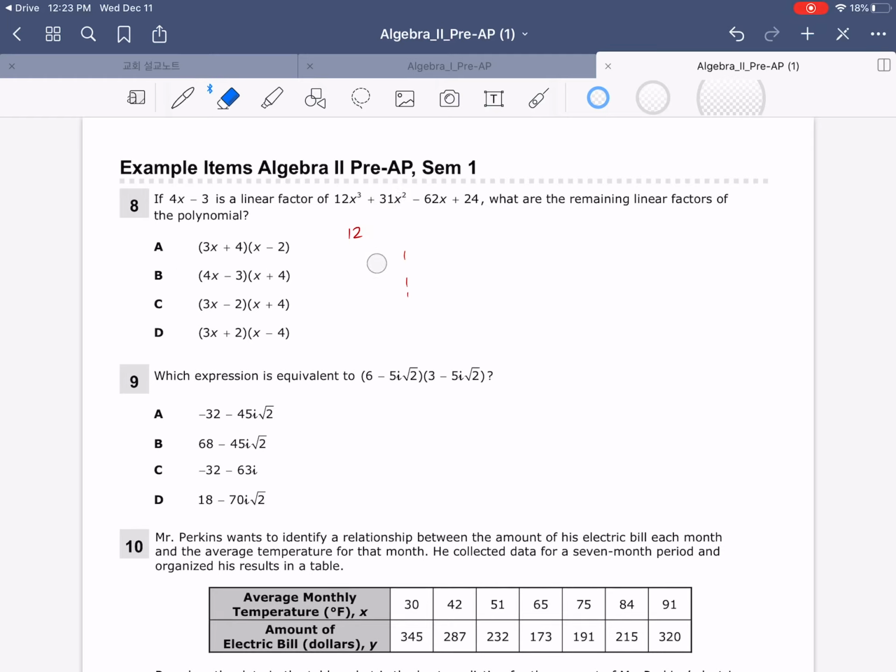So let me change this one into 30. Instead of this, let me write it down: 12x cubed plus 31x squared. No, 30. I'm stupid because I'm sick. I should not say this. I'm a genius. Yeah, let's try to think positive. Though I'm sick, I'm trying to be optimistic.